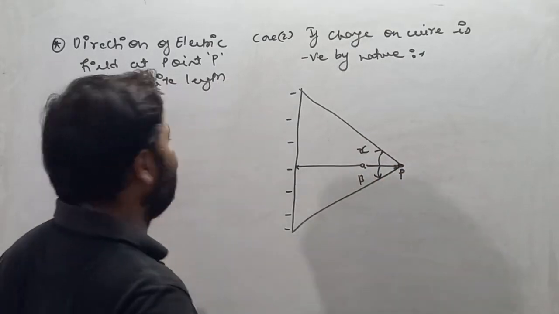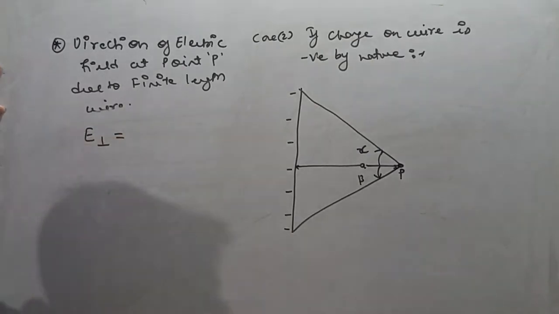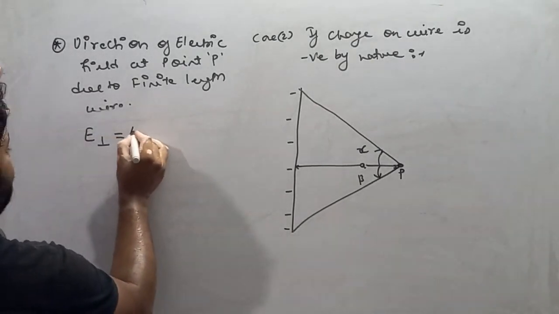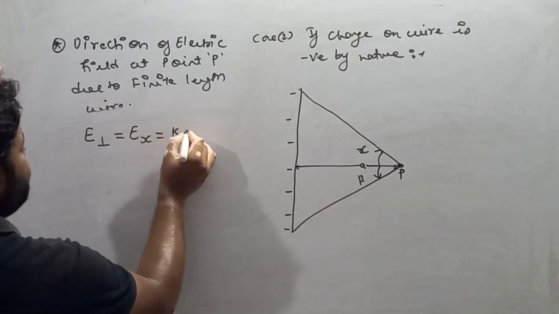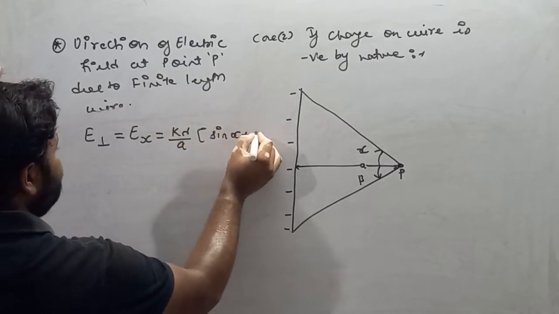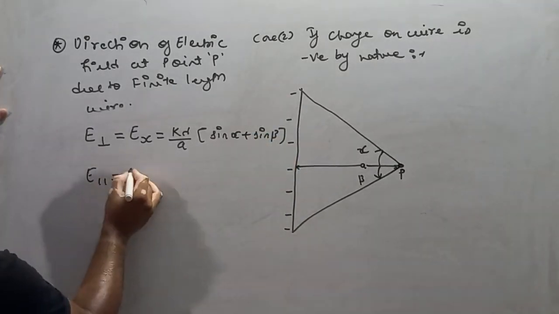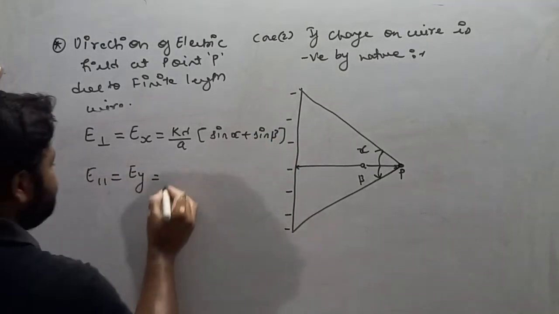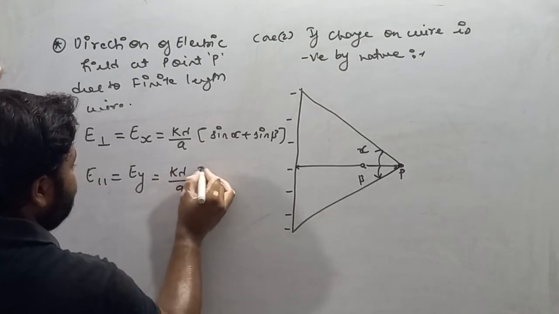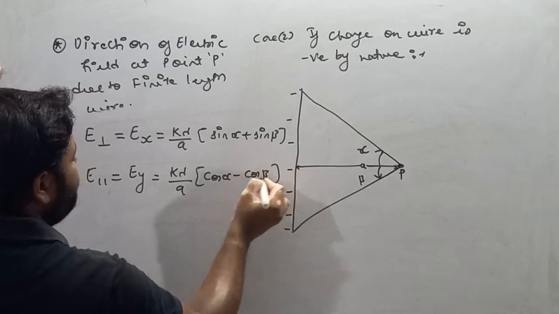We have one component of electric field which is perpendicular, which is also called electric field along x-axis, k lambda by A (sin alpha plus sin beta), and E parallel, which is also called Ey, it is equals to k lambda by A (cos alpha minus cos beta).